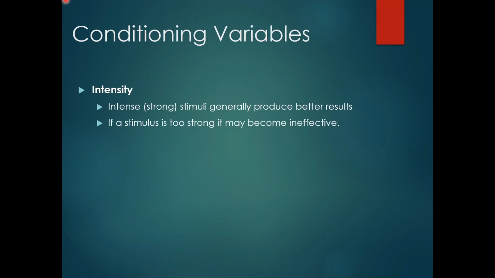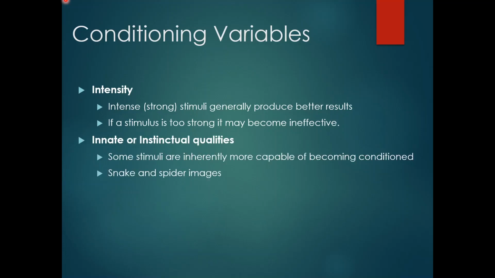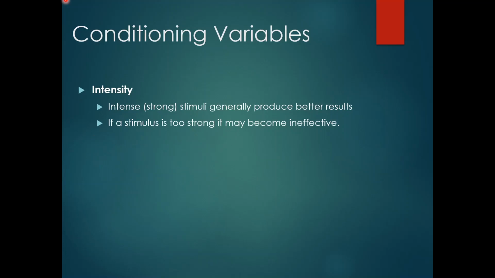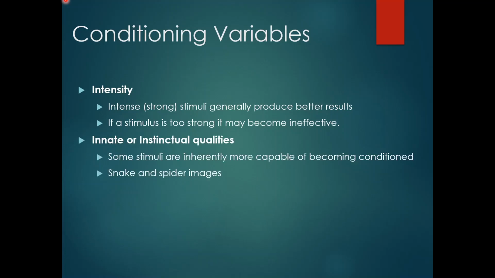Then we have stimulus intensity, and this just refers to how strong a stimulus is. We know that the stronger the stimulus, the better the results, the quicker learning happens, and the more stable it is over time. However, if a stimulus is too strong, it can become ineffective. For example, if you have an extremely loud noise that is so loud it leaves your ears ringing, you might not necessarily notice the unconditioned stimulus popping into the environment afterwards, and then learning can't occur.